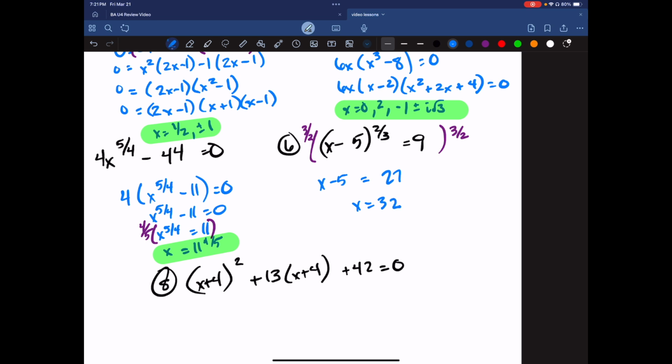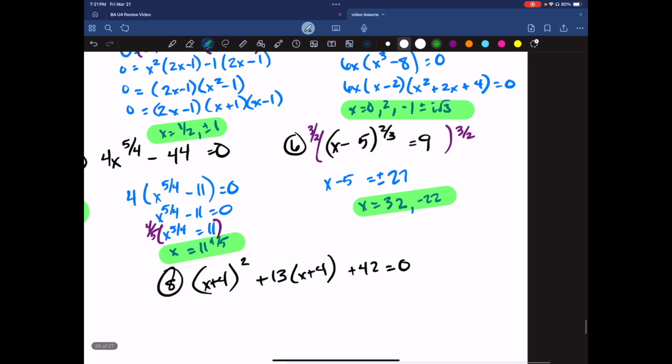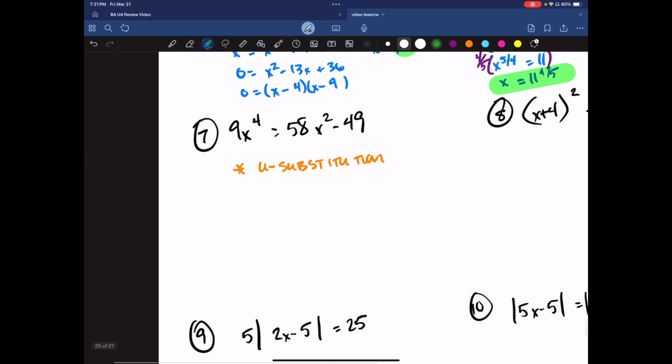Oh, I forgot. Because I took the square root, I have to consider plus and minus. So 5 plus 27 is 32, and then 5 minus 27 is negative 22. You've got to watch out for the square roots. And this one wasn't quite as obvious because it was an exponent that you had to convert. So be careful. All right, number 7.